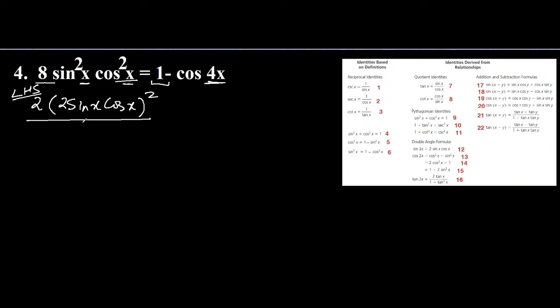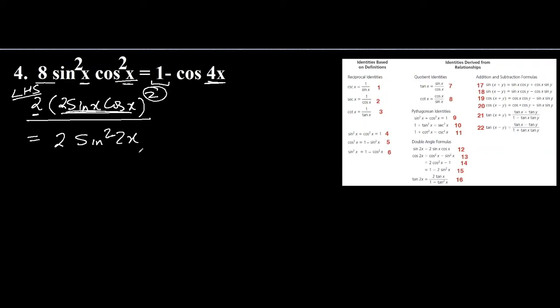8 sine square x cos square x can be written like this. Take your time, pause the video and see. 2 square will be 4, 4 multiplied by 2 will be 8, and sine x cos x. That's how it was matching with sine 2x. So what are we left with? This is sine 2x now. So we can write this as equal to 2 sine square 2x. Because of this square, I wrote square with sine, right?